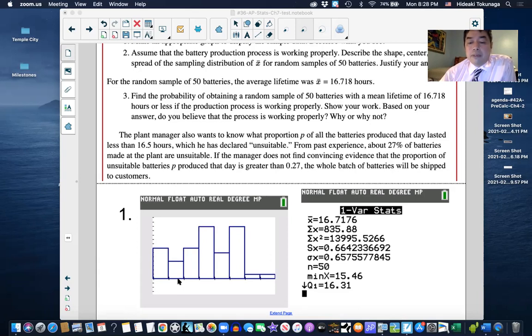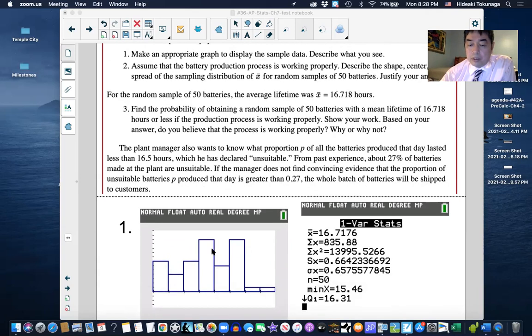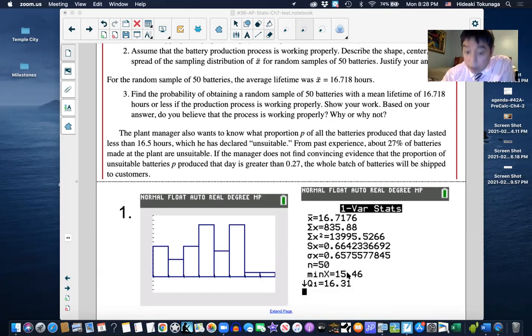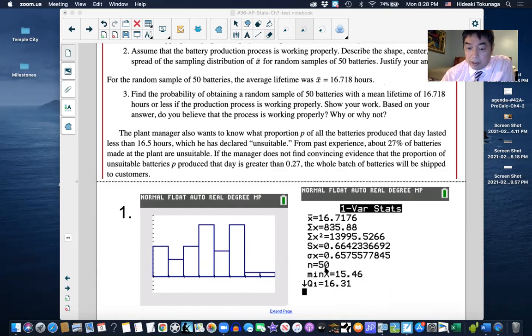Let's see. Center is here. X bar, right? 16.72. Okay. And that's the mean. And spread is the range from here to here, right? I don't have the lower end. Low end is this one, right? 15.46 to, I think, somewhere around. I don't have max here. Forgot to. Yeah, I have it here.